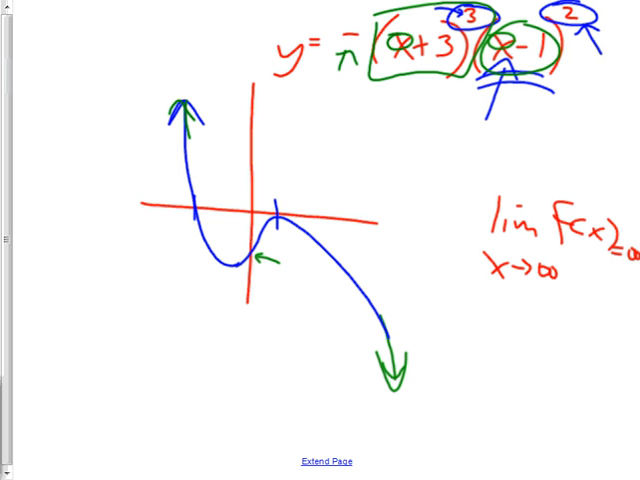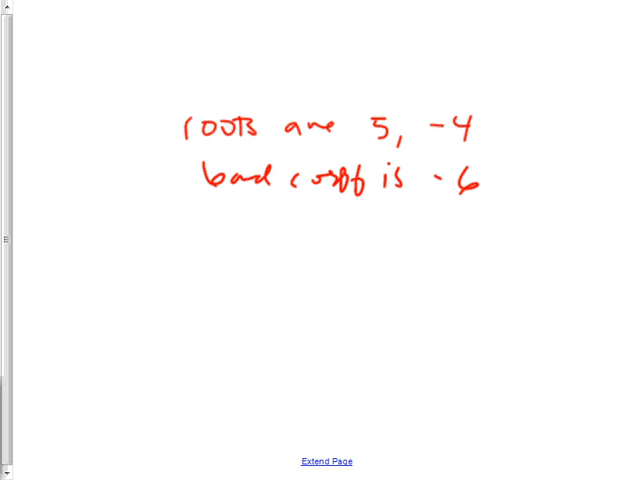All right, so then last question about this. Instead of giving you a picture, what if I said the roots are 5 and -4. The lead coefficient is -6. My question is, what's the right end limit?